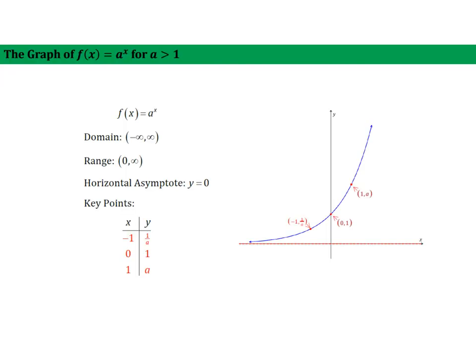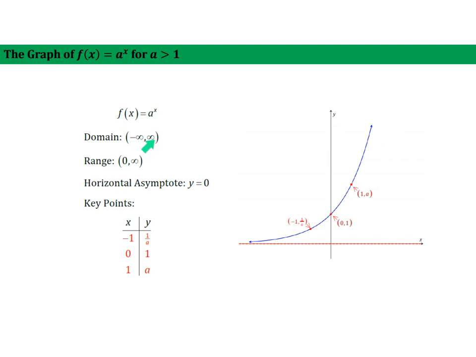So what does the graph of an exponential function look like? Well, we said that a must be positive and a cannot be 1. So there are two possibilities. Either a will be greater than 1 or a will be less than 1. So let's look at a is greater than 1. If a is greater than 1, then our function is increasing.